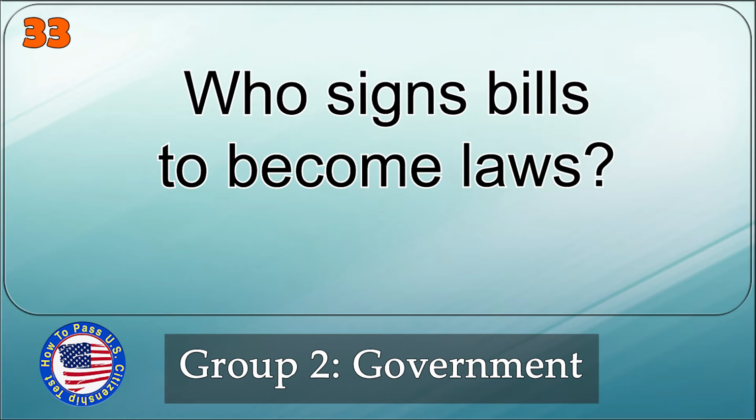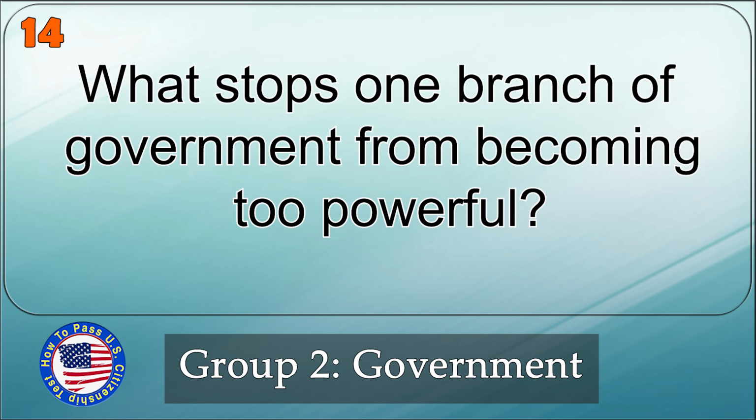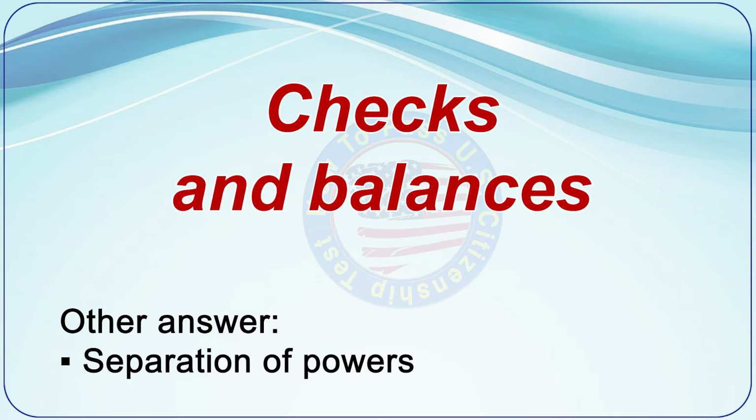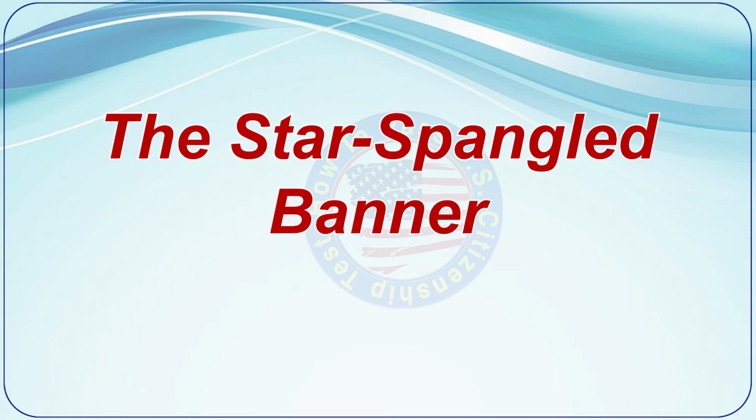Who signs bills to become laws? The President. What stops one branch of government from becoming too powerful? Checks and balances. What is the name of the national anthem? The Star-Spangled Banner.